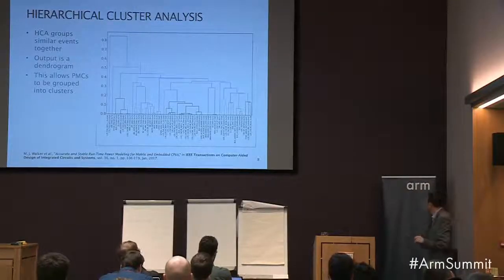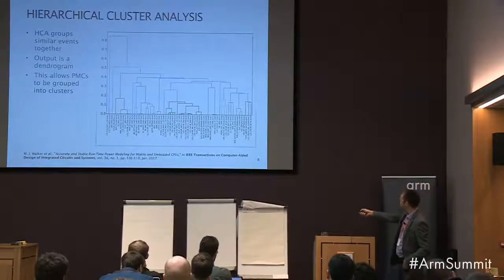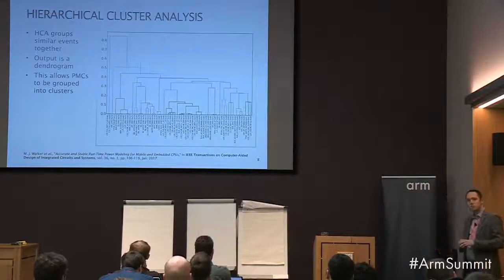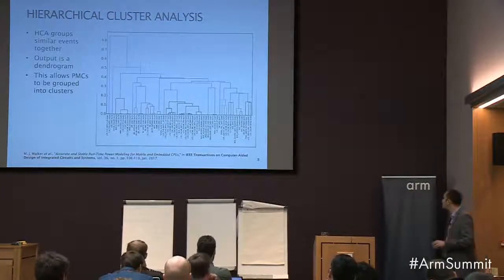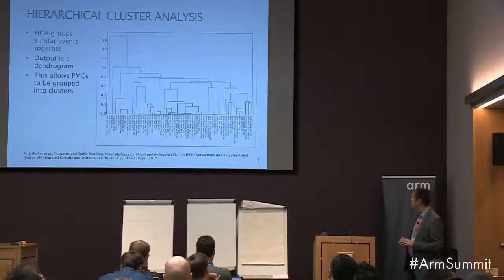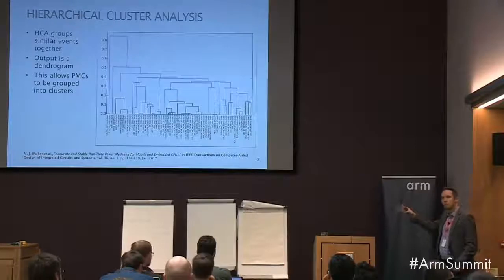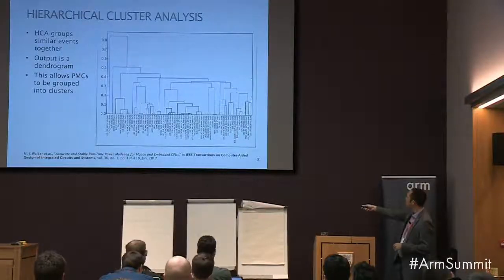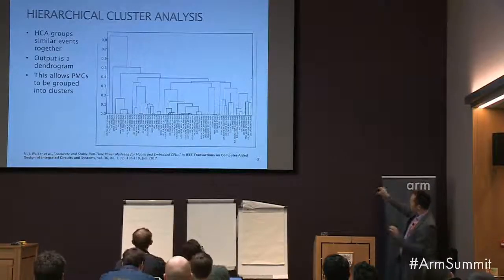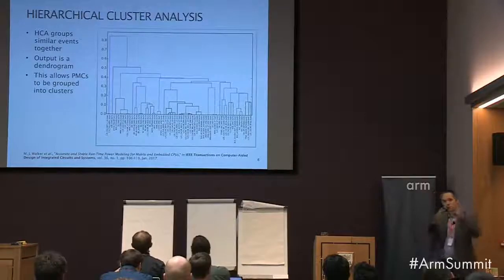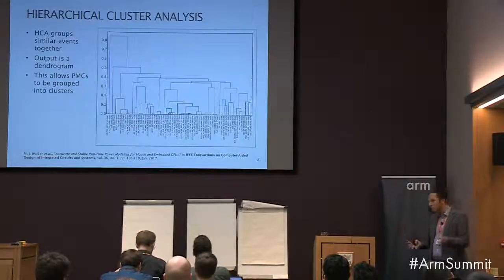So the first part of this approach is to throw all of the data from those performance counters that have been obtained experimentally across a range of different workloads at it. And we do hierarchical cluster analysis on it to work out how correlated the different performance counters are. So this effectively clusters the different performance counters to say these ones are similar or these are correlated.